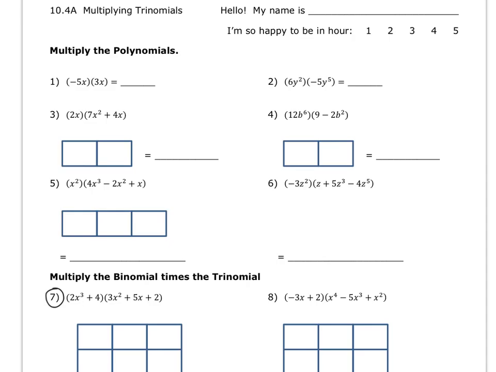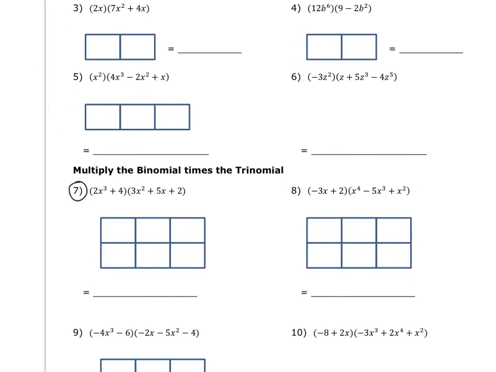Okay, this video is for 10.4a, multiplying trinomials. So yesterday we worked with binomials. We talked about the area model and we talked about FOIL again, which is kind of a review of some stuff we've done in the past. And we talked about what it's like to multiply coefficients together and multiply the variables. So we're going to do the same thing today, but we're going to do it on a bigger scale.